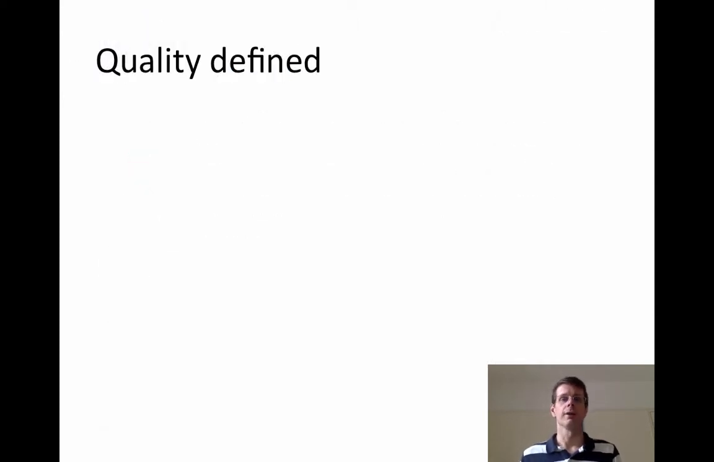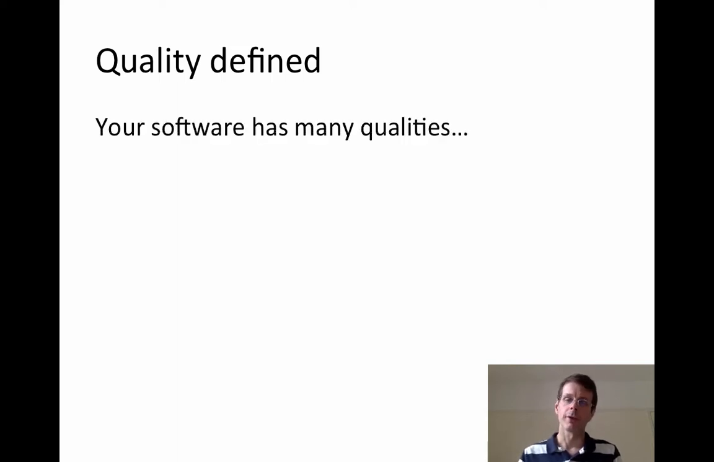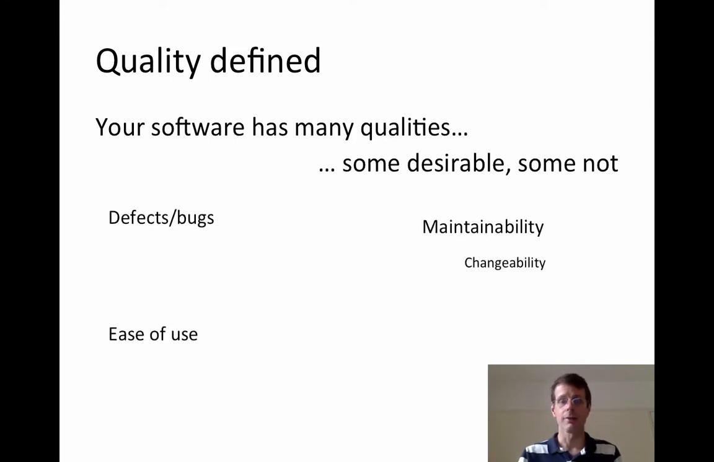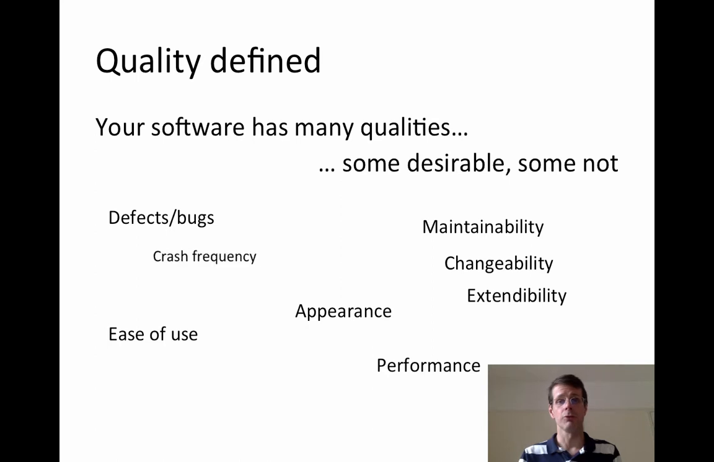Let's start by defining what we mean by quality. Software contains many qualities, some of which are desirable and some of which are not desirable. If you think about it, I'm sure you can name a few. Here's some I can think of. Maybe they correspond to what you're thinking of.